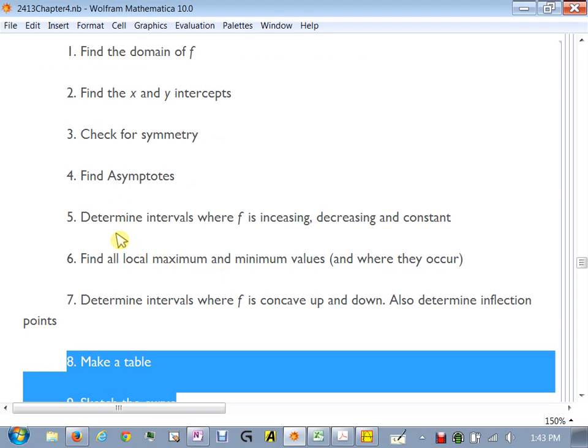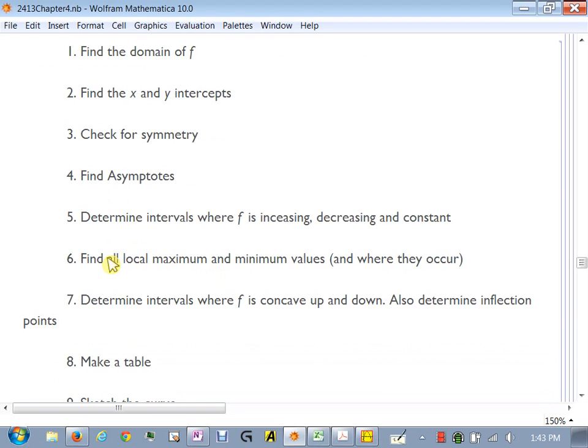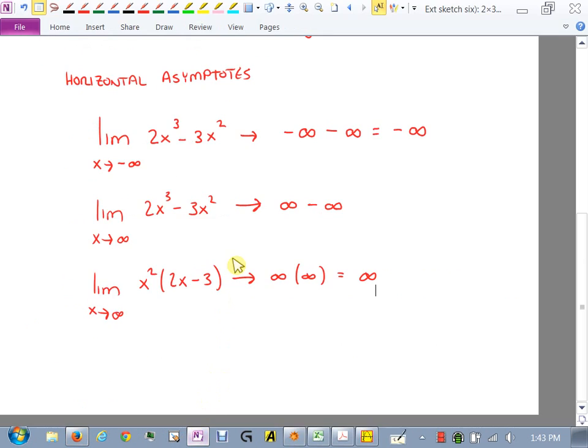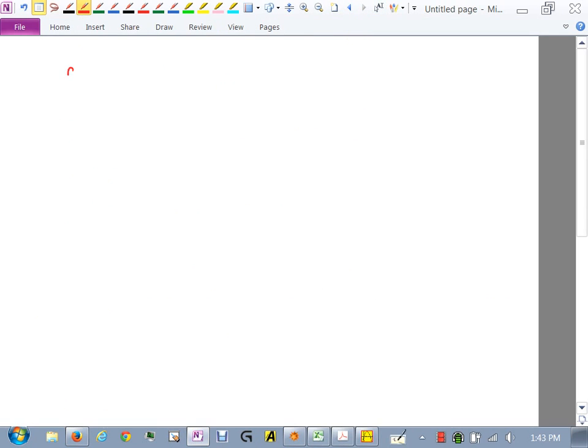Okay, find the asymptotes. Got it. Determine where it's going up and down. So I'm going to need to do some derivative time, right? Okay, so where is f increasing and decreasing? Let's figure it out. Take my derivative. I forgot the function. What was it, 2x cubed minus 3x squared? So the derivative is going to be 6x squared minus 6x. That's it.